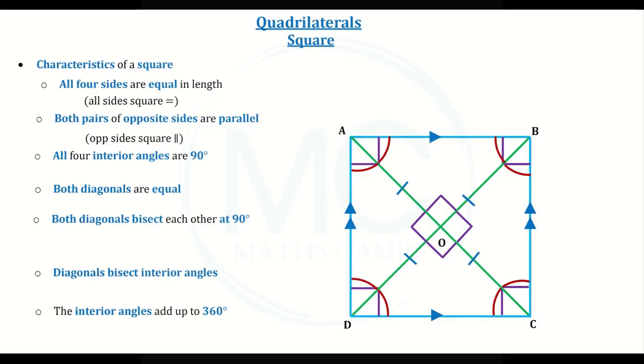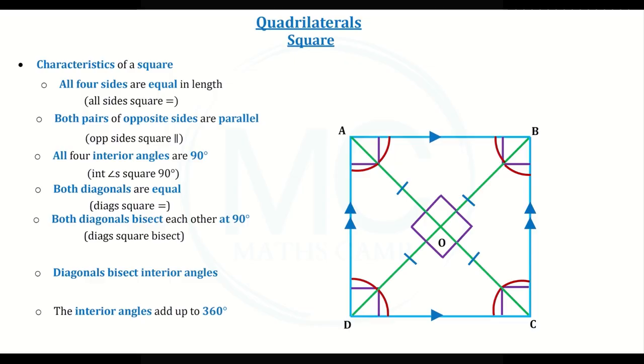the symbol for parallel. When stating that all 4 interior angles are 90 degrees, we say interior, the angle symbol, square, 90 degrees. Both of the diagonals of a square are equal. So to use this as a reason, we say diags square followed by the equal sign. Diagonals of a square bisect each other at 90 degrees. So we need to use 2 separate reasons here. Because the diagonals bisect, we say diags square bisect.